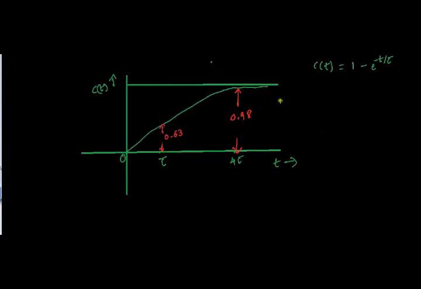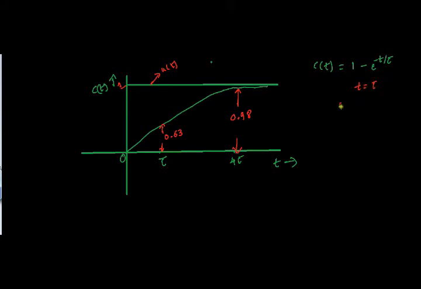So this is the graphical representation of this equation c of t. As you can see, this is the u of t function. The value is 1. So u of t is applied to a control system which is of first order. Then c of t is the output.